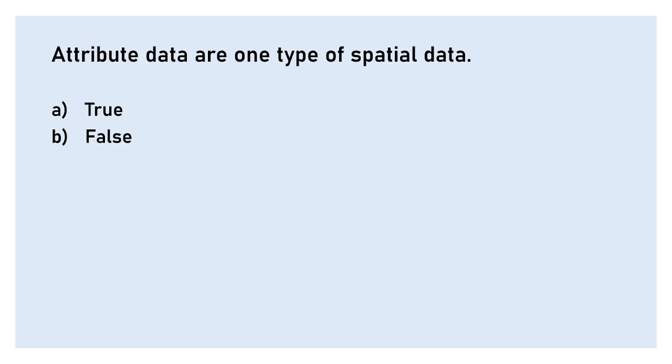Attribute data are one type of spatial data, and you just have to tell me whether it is true or false, because we have already discussed spatial data and non-spatial data. So in which category does attribute data come? Think about that, and that gives you the answer for this.